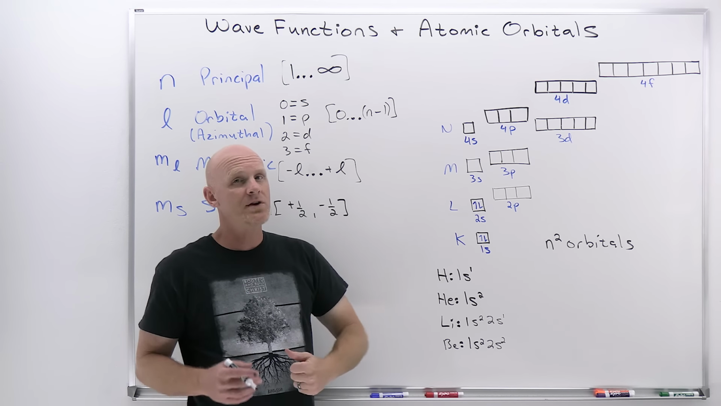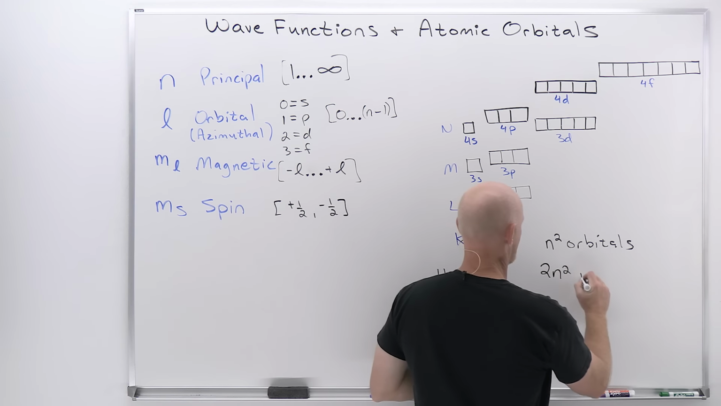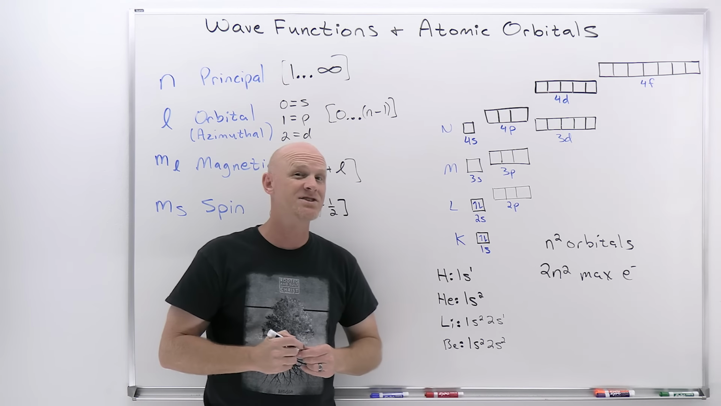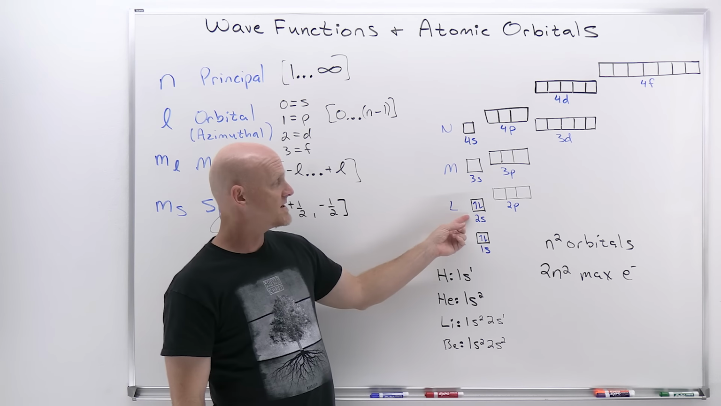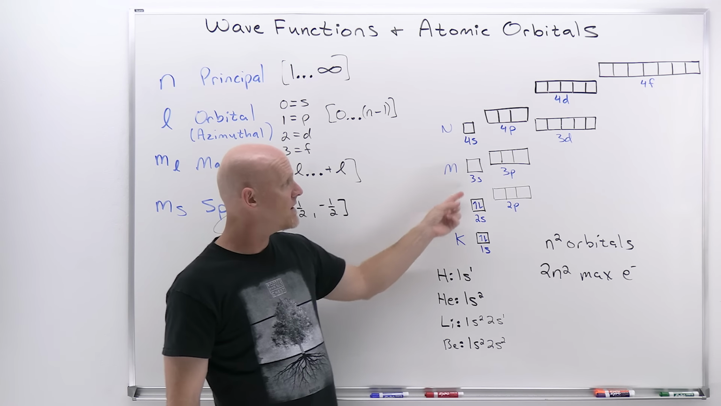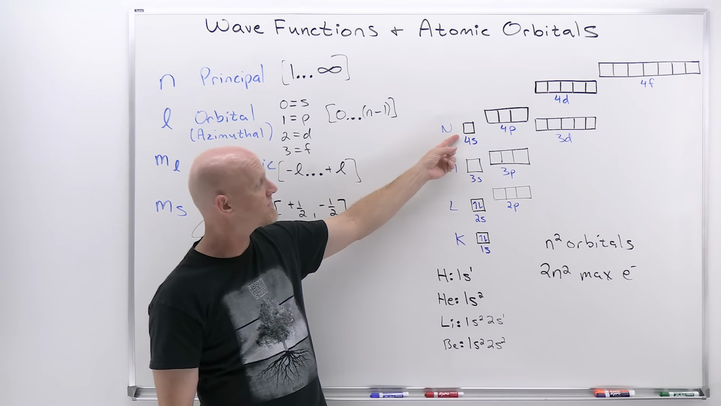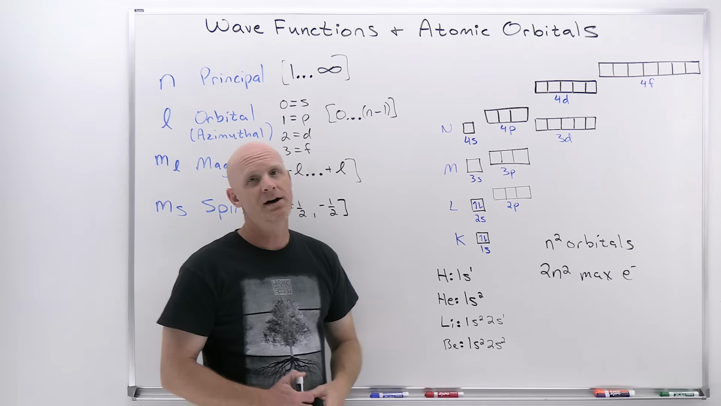And because every orbital can hold a maximum of 2 electrons, it will be 2n squared as the maximum possible number of electrons in that shell if it's full. So in the first shell, that would be 2. In the second shell, notice you could fill in a total of 8 electrons. In the third shell, with 9 orbitals, that'd be a total of 18 electrons. And in the fourth shell, with 16 orbitals, you could hold a maximum of 32 electrons.